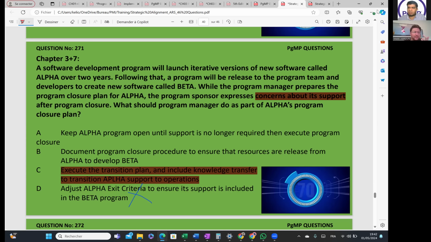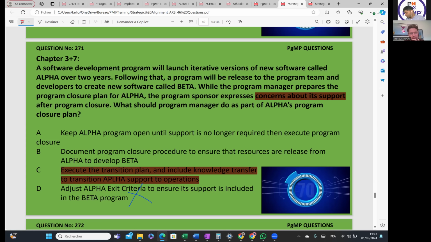I understand the answer, but the problem is they are two distinct programs, Alpha and Beta, right? Because one of the stakeholders said that maybe the support is not in the transition. The support will not be okay in Alpha. Why should I put it in Beta? There is no linkage between the two programs. Very good point. In all the cases in the question, they didn't say that Alpha is first, clear, and then Beta. I need to better structure this question.